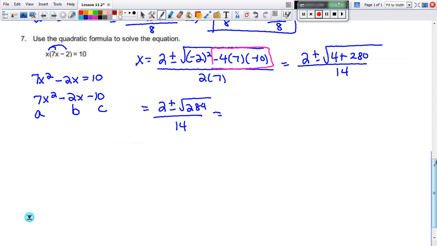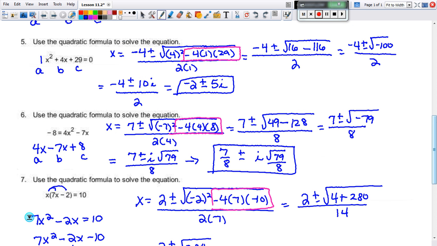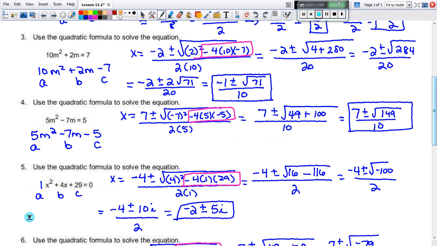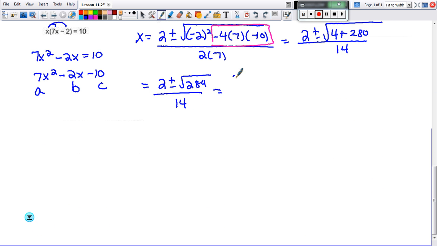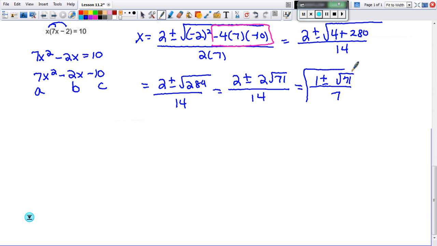So that equals, I think we had 284 earlier. Let me see. Yeah, we did. 284 was the same as 2 times the square root of 71. So we get 2 plus or minus 2 times the square root of 71 over 14. So you can take half of the numbers on the outside. Half of 2 is 1, plus or minus half of 2 is 1, so you just write the square root of 71 there, over 7, and you have your answer.